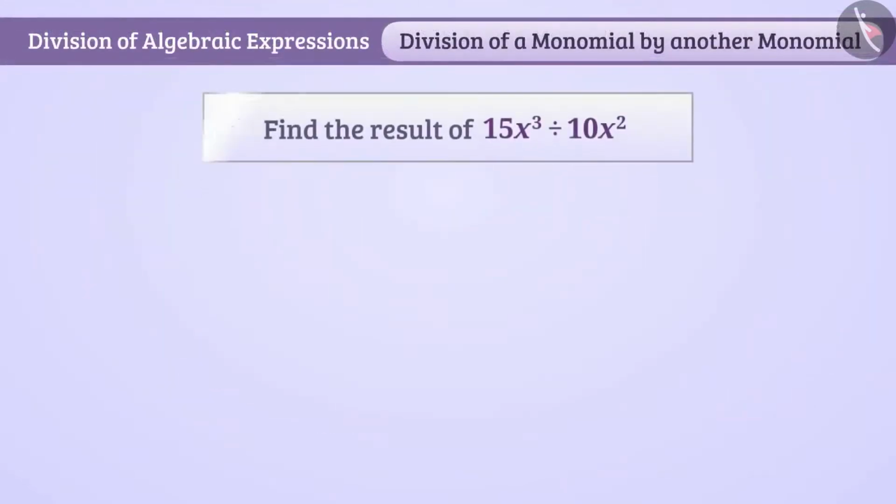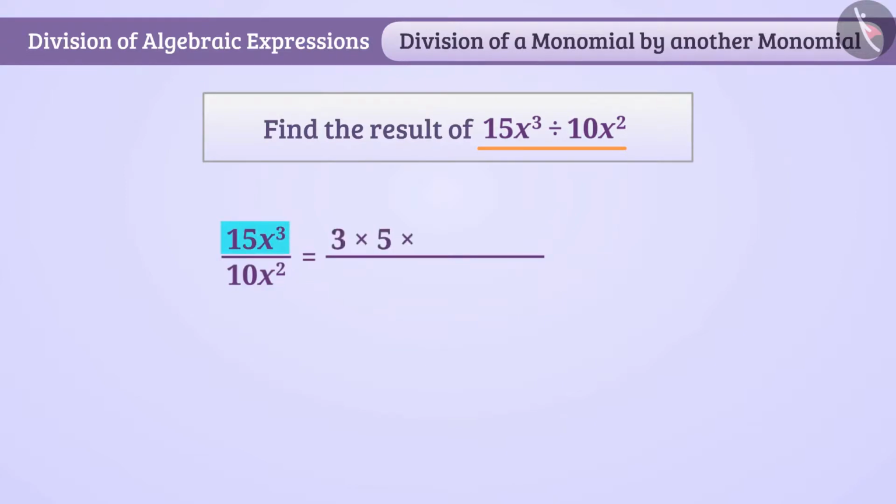We have to find the result of 15x cubed divided by 10x square. We can write it like this. Now, we will write both numerator and denominator in the form of their factors. Here we can write 15x cubed as 3 multiplied by 5 multiplied by x multiplied by x multiplied by x, and 10x square as 2 multiplied by 5 multiplied by x multiplied by x.